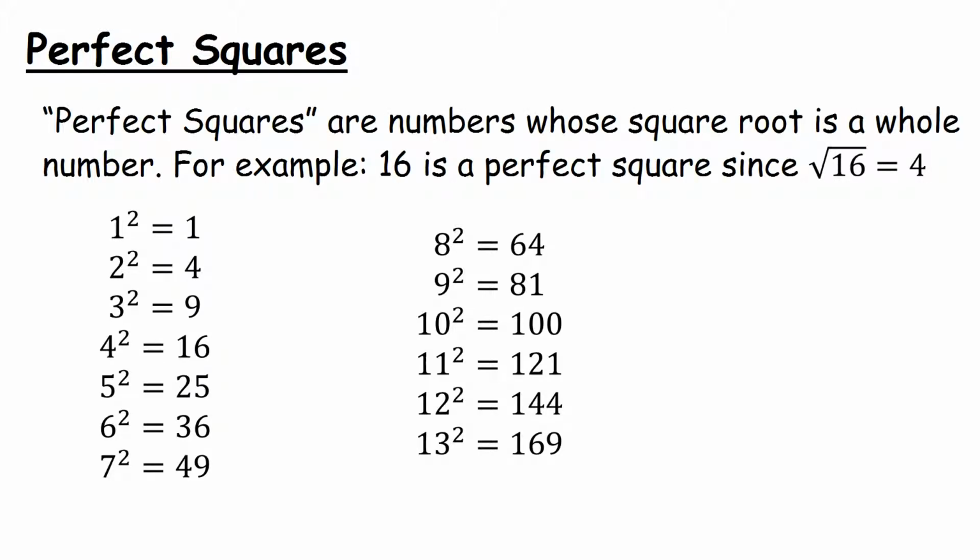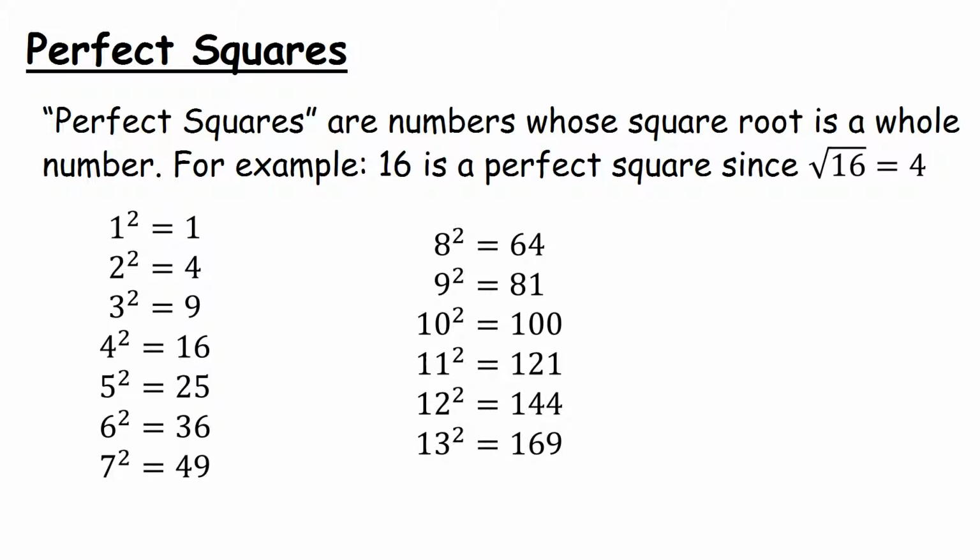So a perfect square is a number whose square root is a whole number. For example, 16 is a perfect square since the square root of 16 is 4. I would definitely make sure that you know all the way up to 169. So we have 1, 4, 9, 16, 25, 36, 49, 64, 81, 100, 121, 144, and 13 squared.